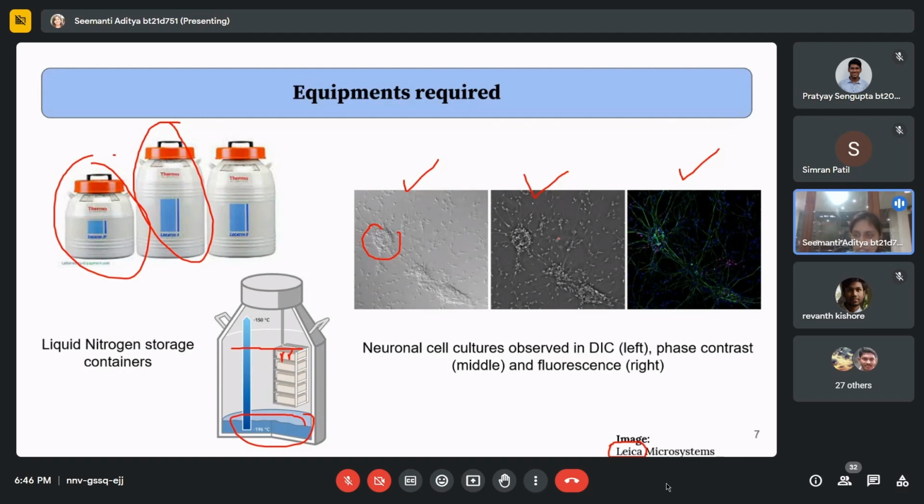Also, for fluorescent imaging, we want to see whether the cells have been properly transfected, or whether the cells have taken up the dye. Just to quickly see whether a cell has taken up the dye or has been transfected, these things are required. So a microscope inside a cell culture room is a very important requirement.